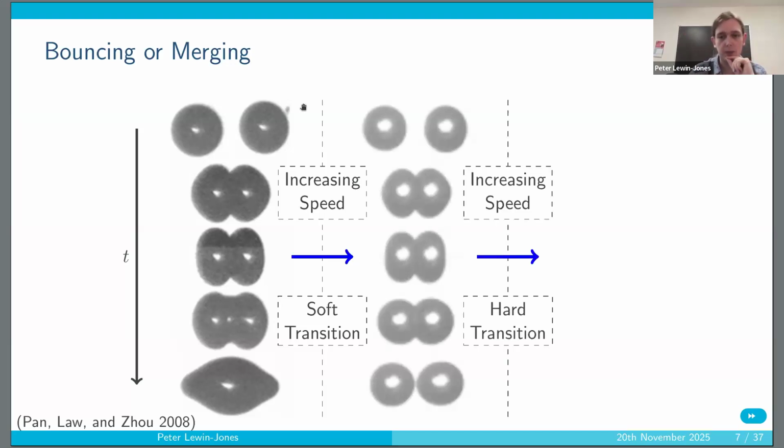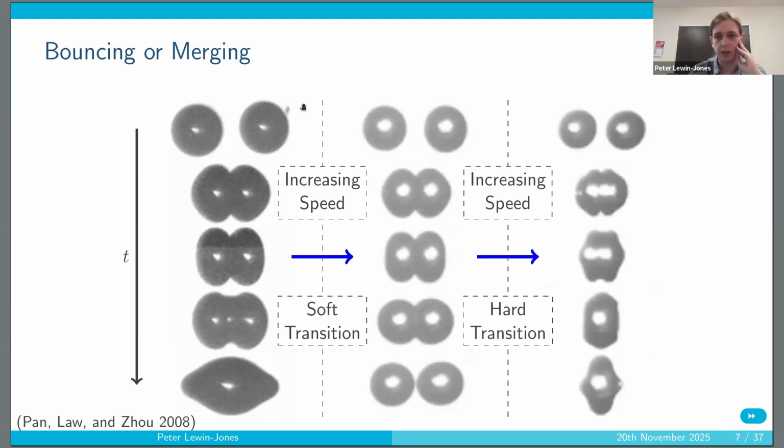If I increase the impact speed even more again, then the dynamics of this problem go through what we call the hard transition, where now the gas gets squeezed and eventually the gas layer gets punctured, and again the drops will merge into a larger drop. So we've got a very non-monotonic transition here. If we increase the impact speed at low speeds, the drops merge, and then they bounce, and then they merge again, which I think is surprising and perhaps not what we would have thought would happen. And it's only this intermediate range of speeds at which drops are able to bounce.